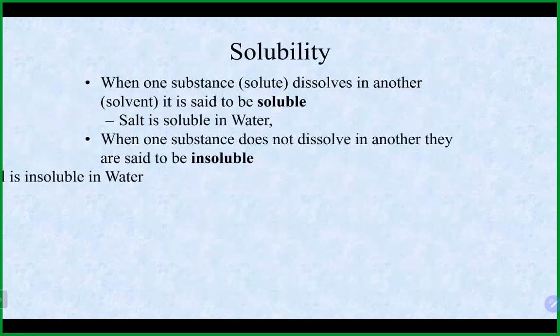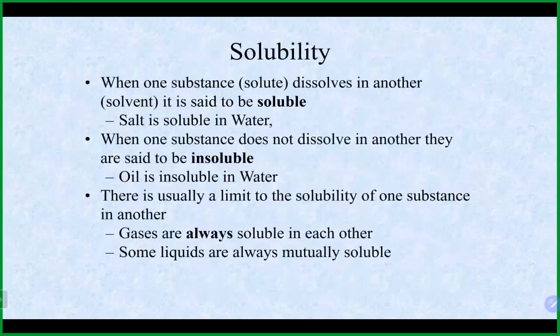So when we talk about solubility, when one substance is soluble in another or dissolves in another, if one substance, a solute, dissolves in a solvent, it is said to be soluble. Salt is soluble in water. When one substance does not dissolve in another, it is said to be insoluble. So oil is insoluble in water.